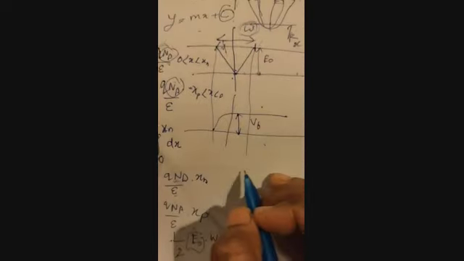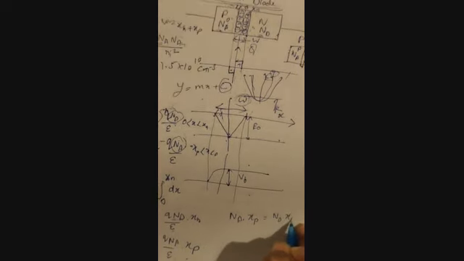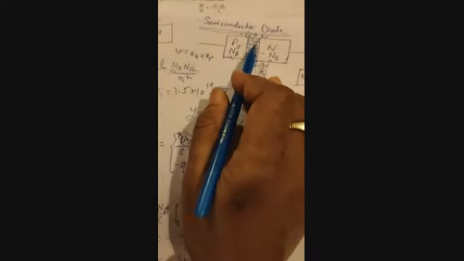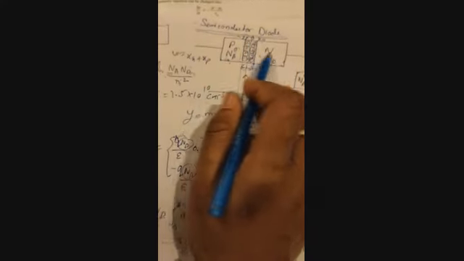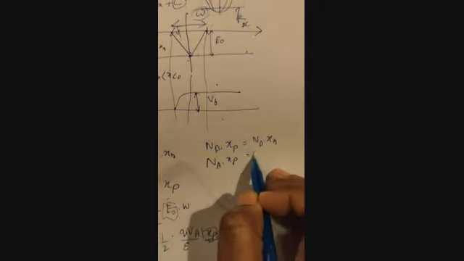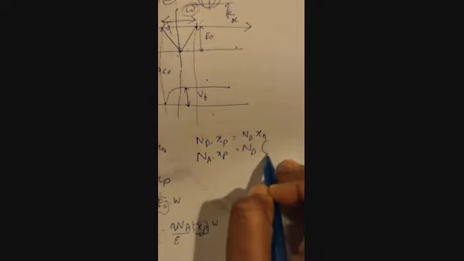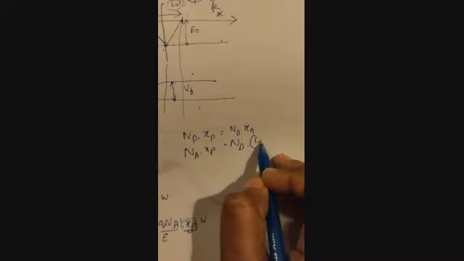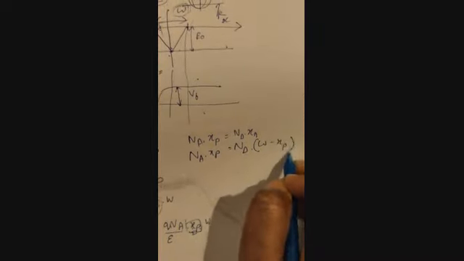Then from the charge neutrality concept, what should I know? That Na into xp must be equal to Nd into xn. Na into xp, this distance, is multiplied by Nd into xn. I have told you that it should be equal, so Na into xp will be equal to Nd into xn. For xn, I will keep W minus xp.